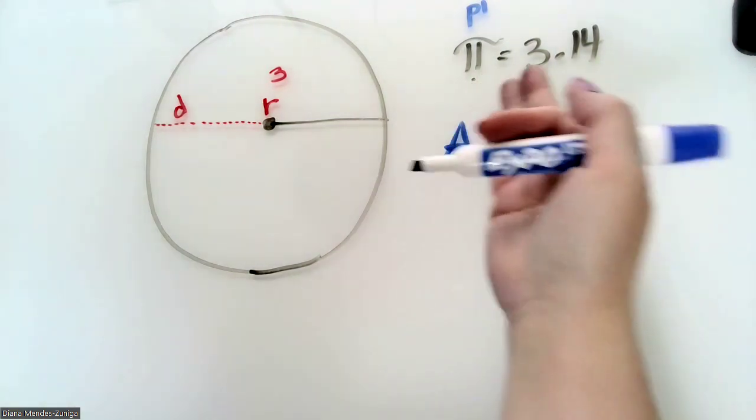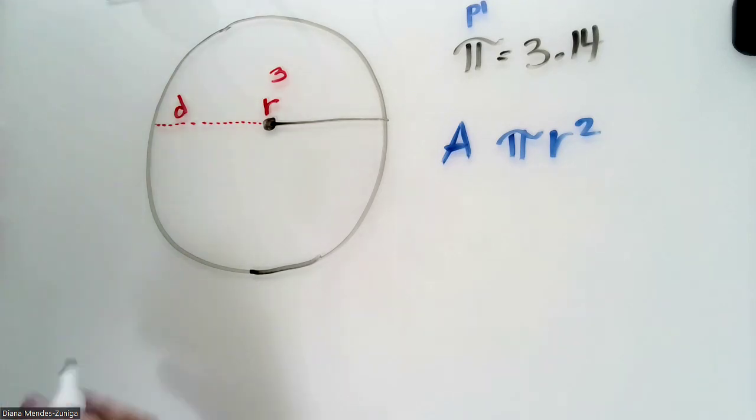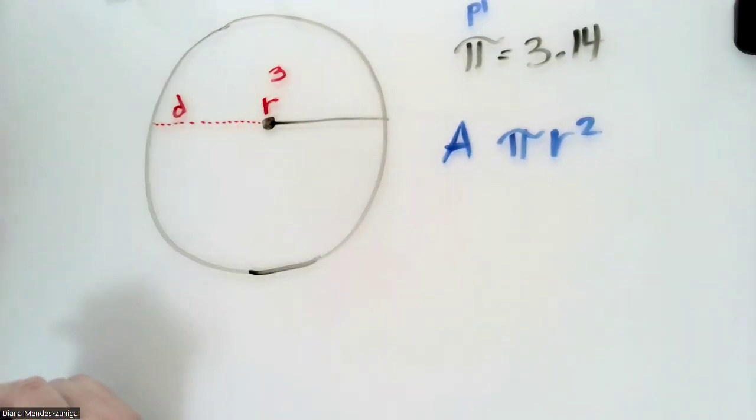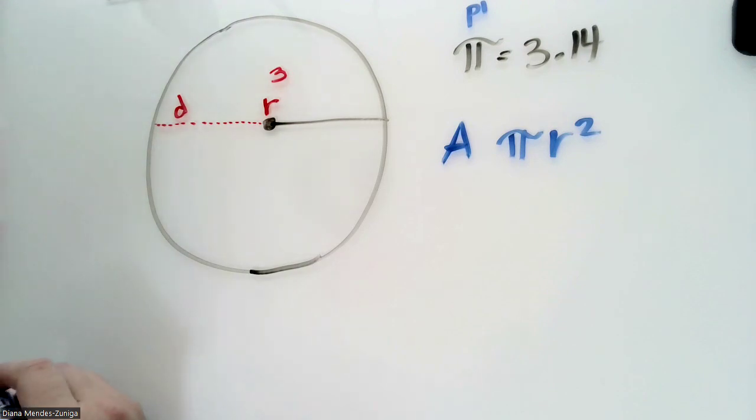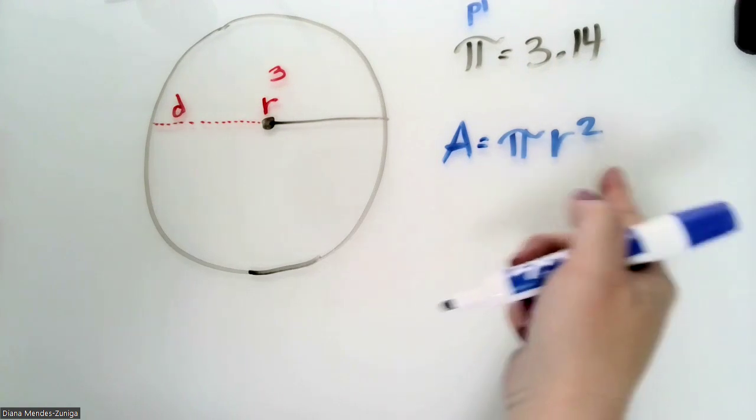Now, if you don't know, pi is 3.14. It is always 3.14, okay? It's never any other number. You will always use, for our purposes here, for our GED, you will always use 3.14 as our pi. So now to get the area, you're going to do pi times radius to the second.